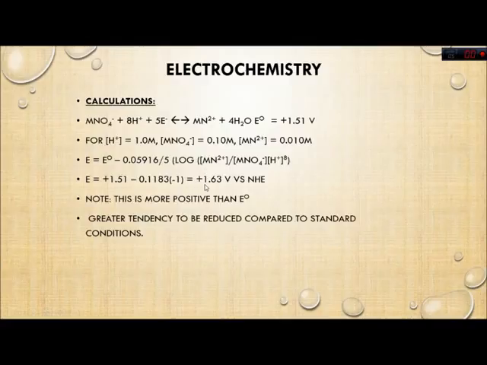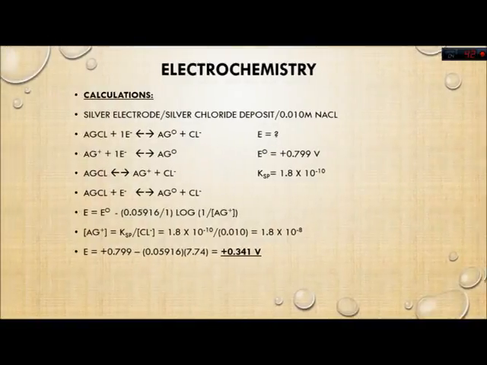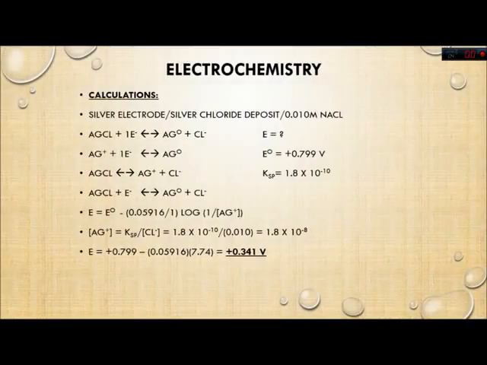Solving this equation, we get the net potential of the cell as plus 1.63, and this is with reference to the normal hydrogen electrode. You need to note that this is more positive than E0, that is 1.51, and here we get 1.63. So this value is more than 1.51, and hence it has a greater tendency to be reduced compared to standard conditions. So by knowing all these things, you will be aware of how to use them in the cell and how to calculate them for the cell reaction.